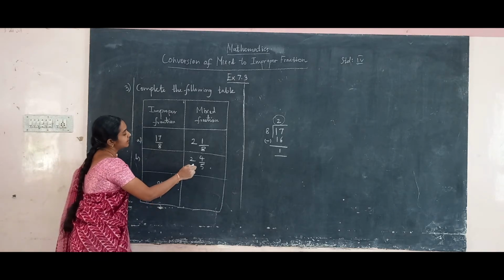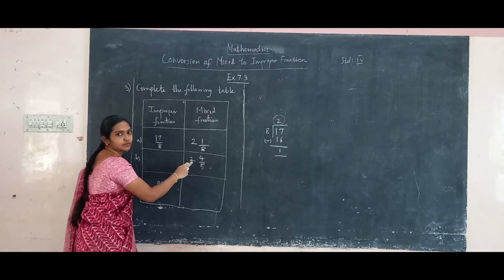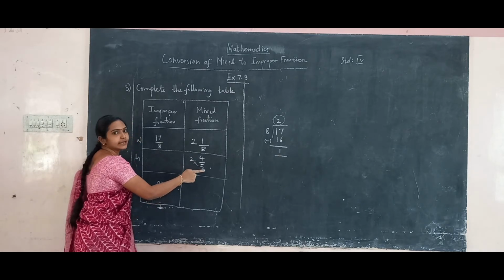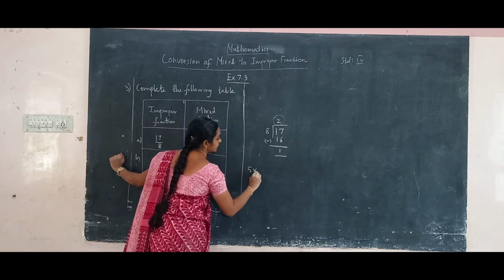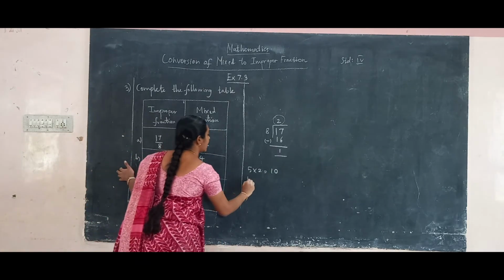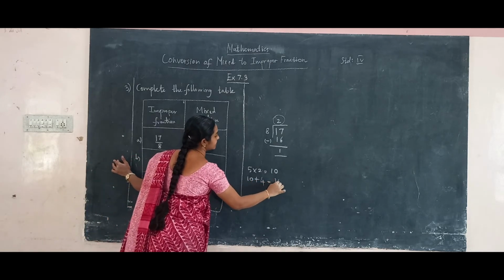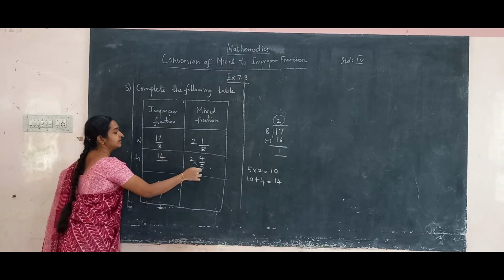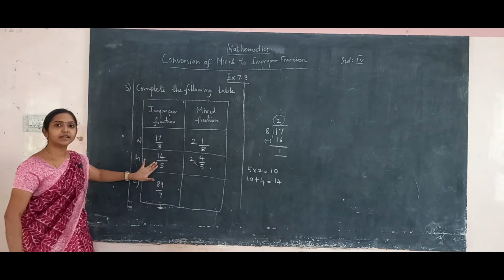Now we are going to convert mixed fraction into improper fraction. First, we have to multiply the number in the denominator and the number as a whole. 5 into 2 is 10. With the product, we have to add the number in the numerator. Here we are having 4. 10 plus 4 is 14. So write 14 in the numerator and 5 in the denominator. The number in the denominator will remain as it is.